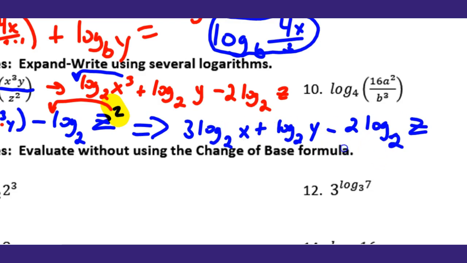All right, and it seems like a lot of steps because I'm just explaining everything. It's not. Once you practice and get good, like number 10, you'll go, oh, that's multiplication. I need to do addition right here. And then there's a power.